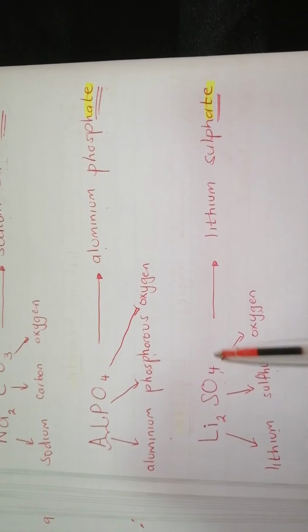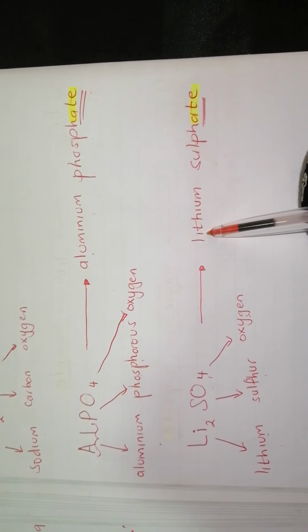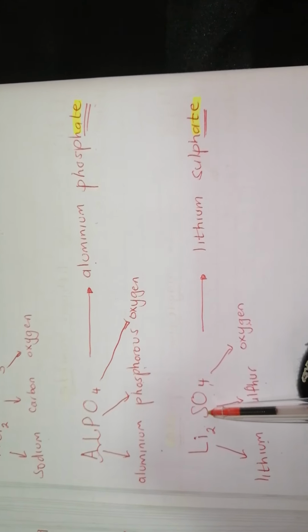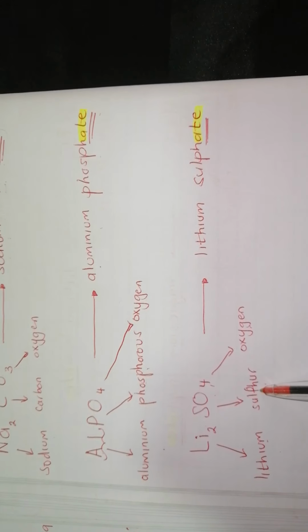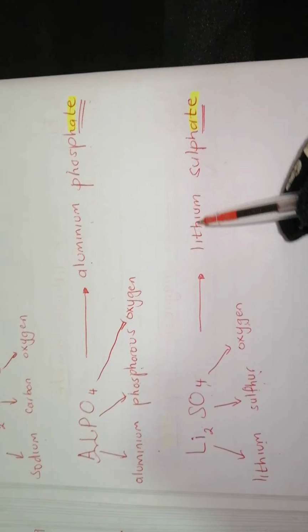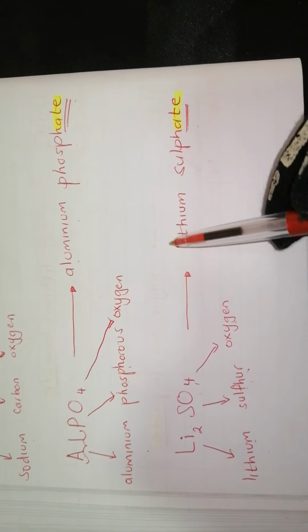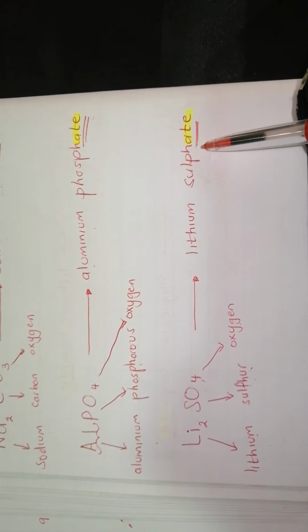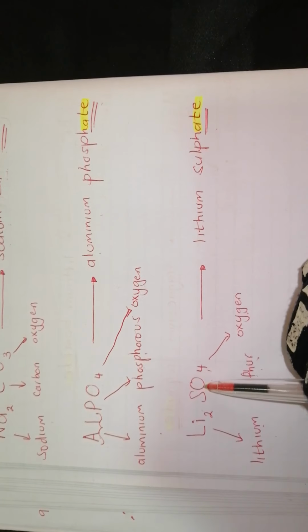So the rules stay the same. We're going to name the first element, which here is lithium. So you're going to write down lithium. Then we're going to name the second element, which is sulfur. And now with sulfur, we're going to change the ending to "ate." So sulfur will become sulfate. So the name of Li2SO4 is lithium sulfate. And again, oxygen is not mentioned here. If it ends in "ate," automatically that tells you there is an oxygen in this compound.